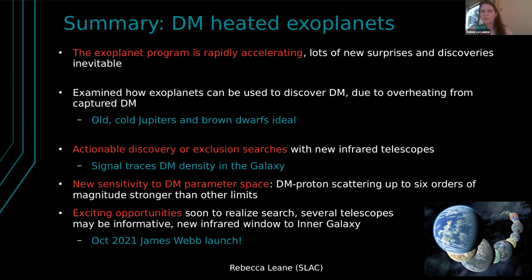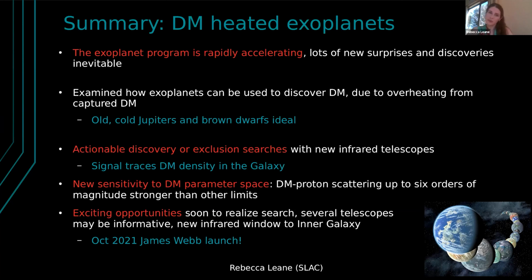And this is interesting because, for a number of reasons, but really the exoplanet program is rapidly accelerating. So there are lots of new surprises and discoveries that are inevitable. We're going to learn so much so soon. So we looked at how exoplanets can be used to discover dark matter from this overheated dark matter signal. And we found that old cold Jupiters and brown dwarfs were the ideal sort of target. We pointed out actionable discovery or exclusion searches with these new infrared telescopes, particularly James Webb.